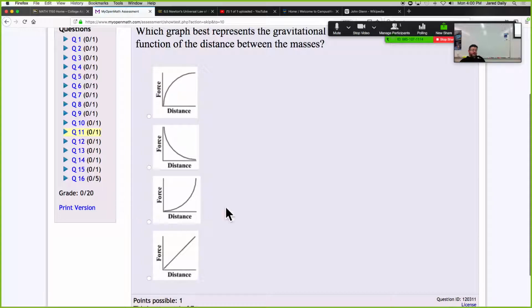And this here is another one where you have to figure out what that is going to look like on a graph. If the force goes down by a factor of 9 when you go out by a factor of 3, does it look like this, this, this, or this?